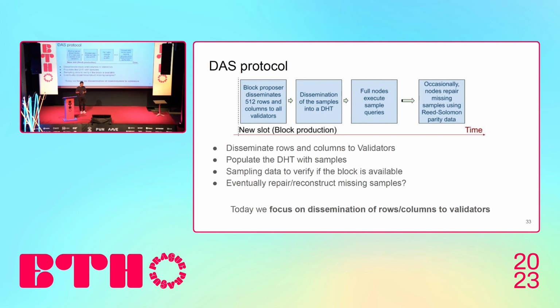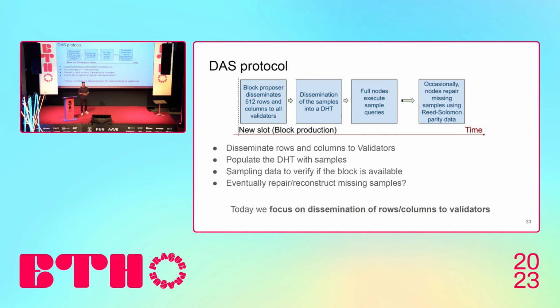All right, so this is just the first part of building data sharding, but then we need more steps. First, we build this data structure. We then disseminate rows and columns to validators. Once we do that, we distribute these samples into a DHT, and then we do what is called data availability sampling, which is where nodes sample for specific chunks of data, and if they receive all the chunks that they are supposed to receive, then we can say that the block is available.